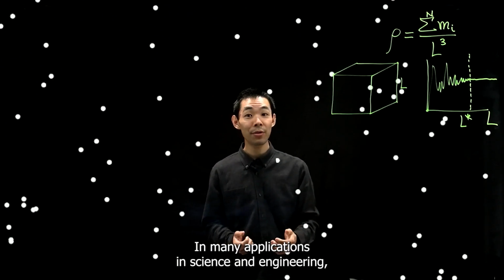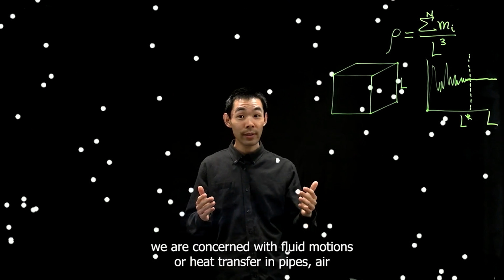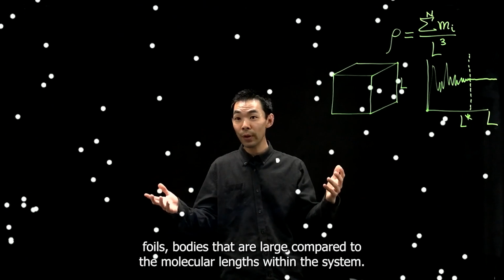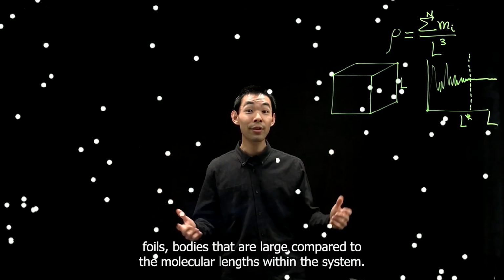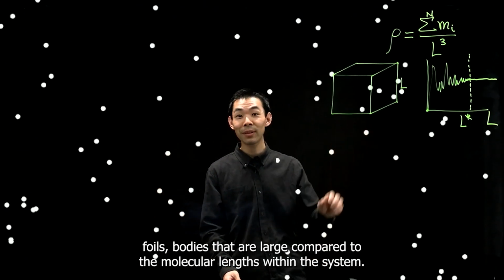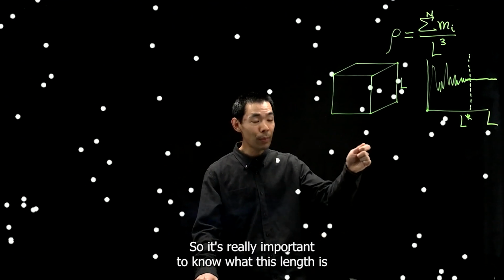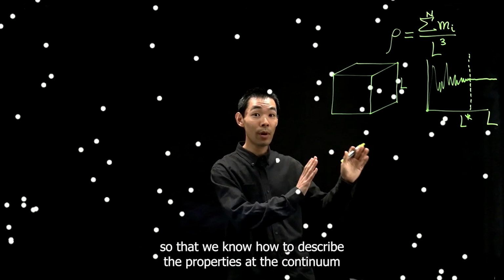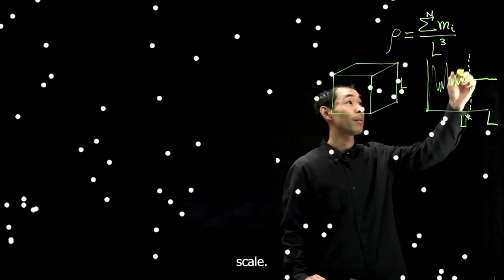In many applications of science and engineering, we are concerned with fluid motions or heat transfer in pipes, airfoils, bodies that are large compared to the molecular lengths within the system. So it's really important to know what this length is so that we know how to describe the properties at the continuum scale.